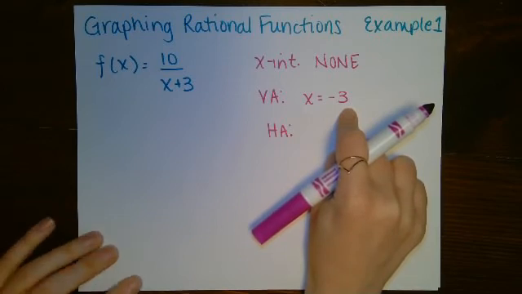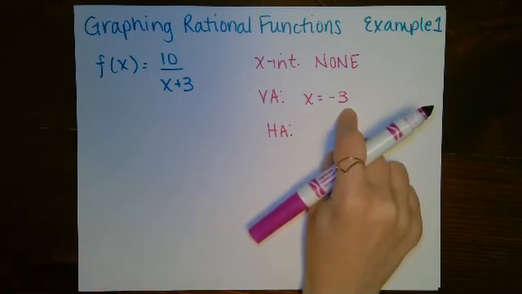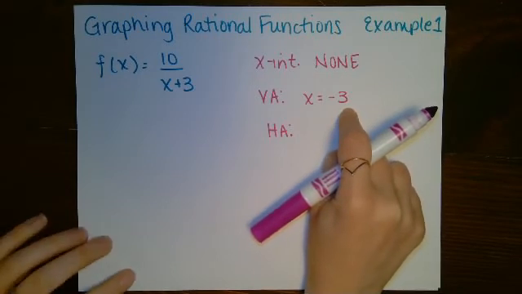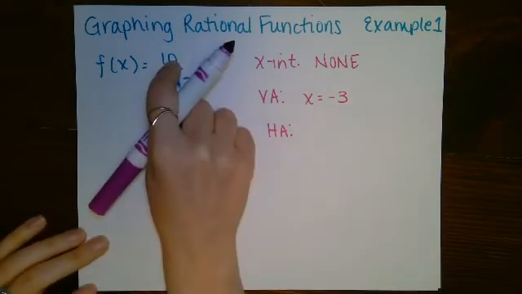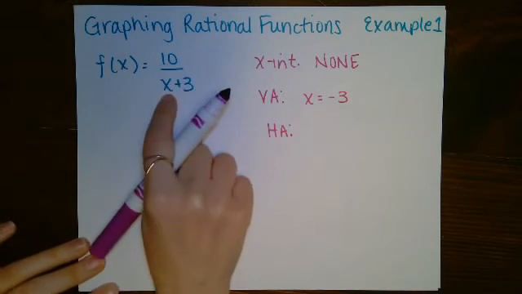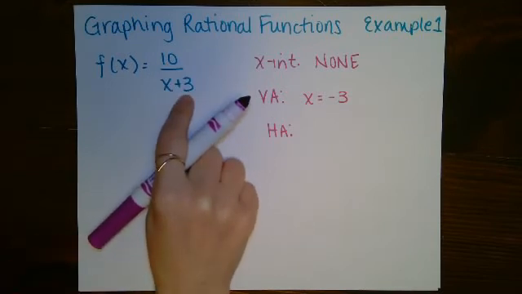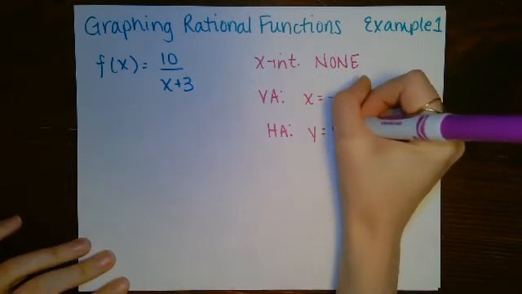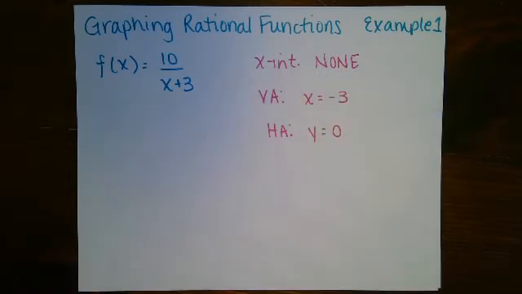For the horizontal asymptote, we think about the end behavior. If we were going to zoom all the way out and x were really, really big or really, really negative, since there would be no value of x in the numerator, this denominator would just be getting larger and larger and larger. And we all know that 1 over huge equals tiny. So the horizontal asymptote is going to be y equals 0.